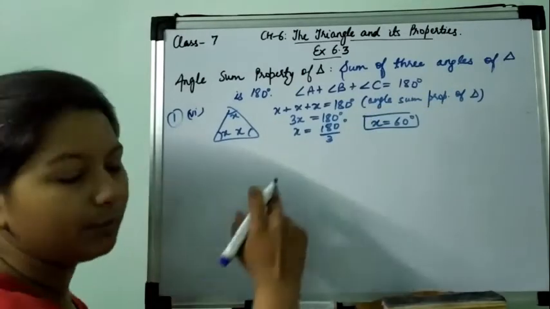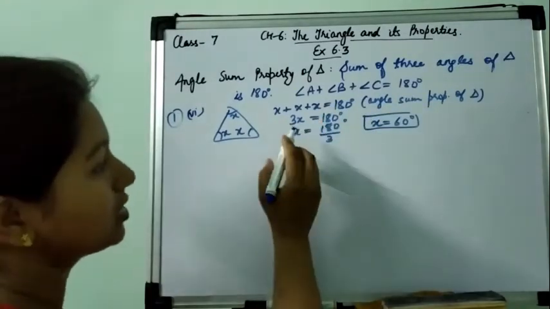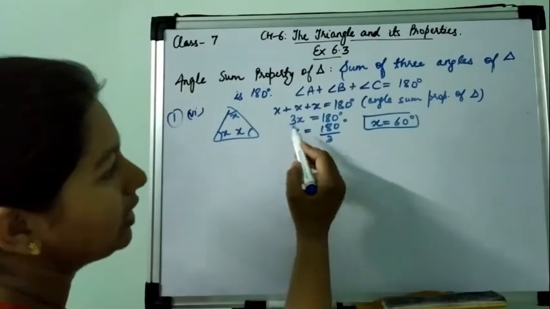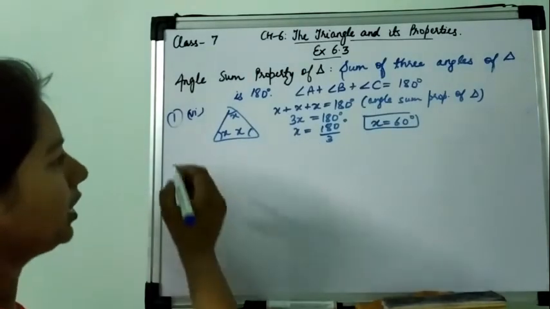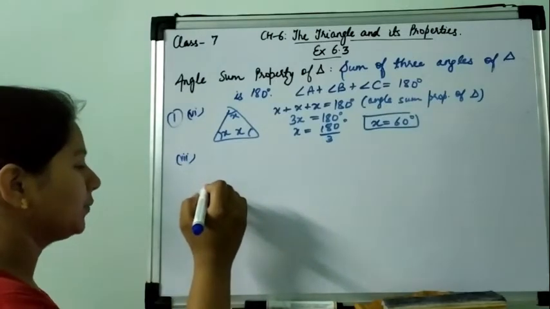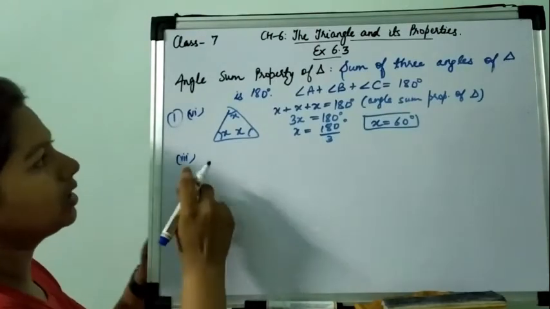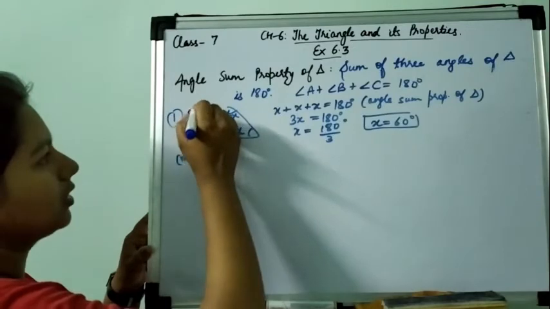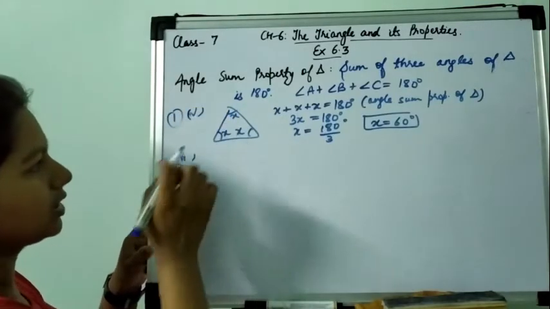Like we will solve it by using the method of simple equations. 3 and x are in multiply. So we will divide it by 3. Now similarly moving to 7th part. In 7th part, this was 5th part. And now 6th part.